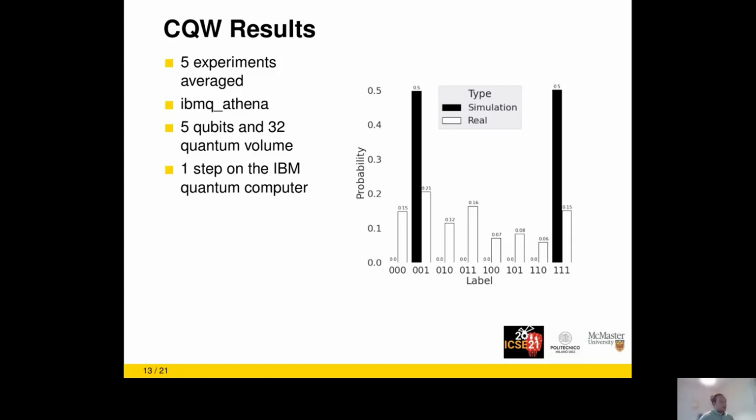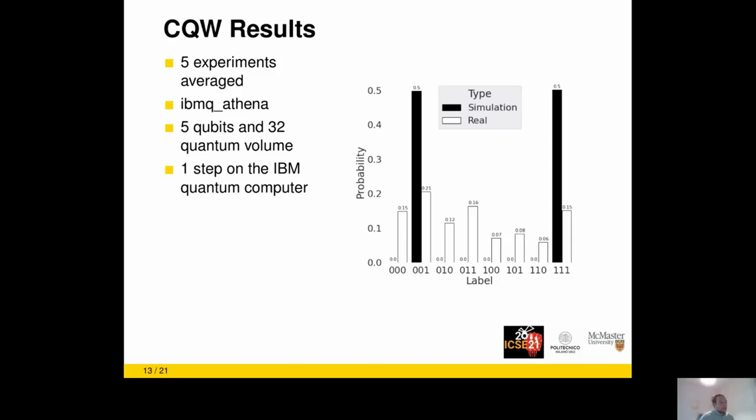For each experiment, we performed only one step of the walk. And by looking at the image on the right, we can see in the x-axis our labels that are the nodes of the graph, and in the y-axis, the probability to find the walker in a given node. Black bars represent the simulation results, and white bars represent the real quantum computer results.